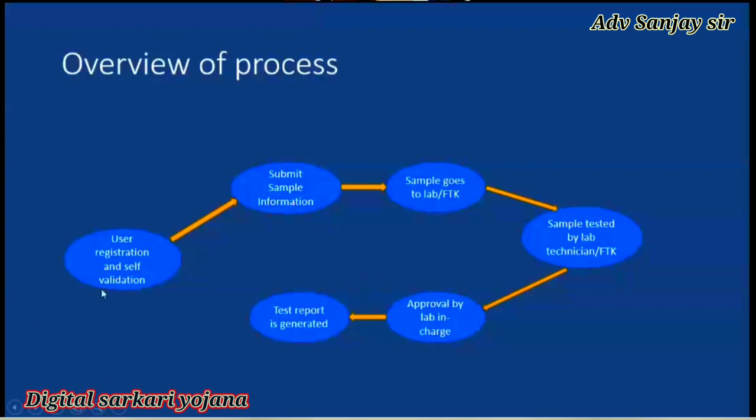A person should register himself at the different roles. Then the sample is submitted, the sample goes to the lab or FTK, the sample is tested by the lab or FTK, then approval must be given. If approval is not given, then your sample will not be treated as tested. And then the test report is generated. So it looks like a simple flow, but still you are facing issues. We will see and discuss what the issues are.